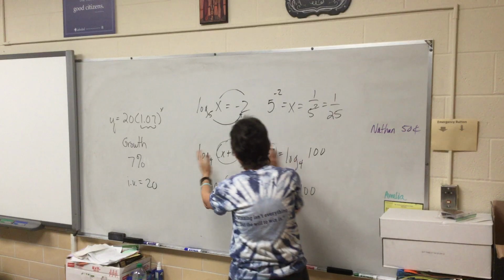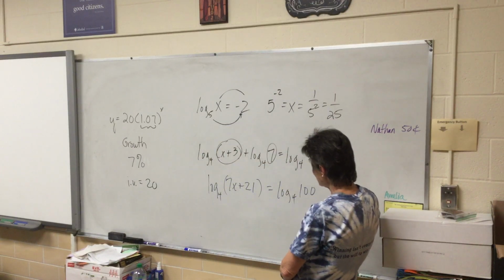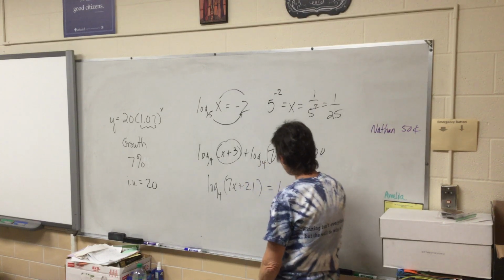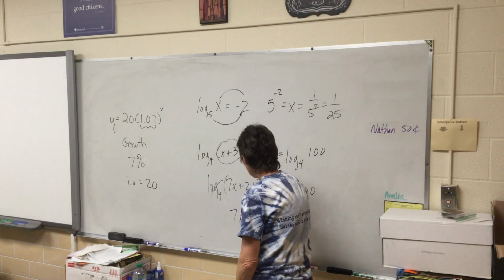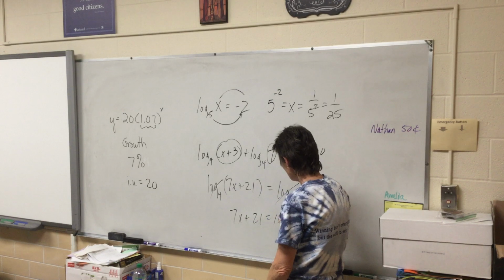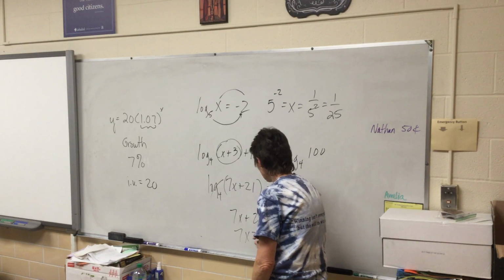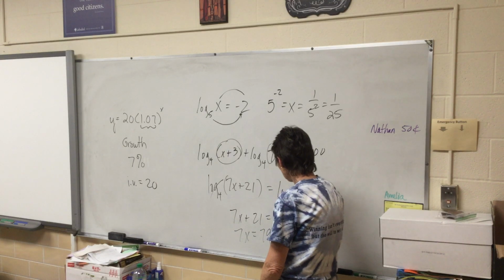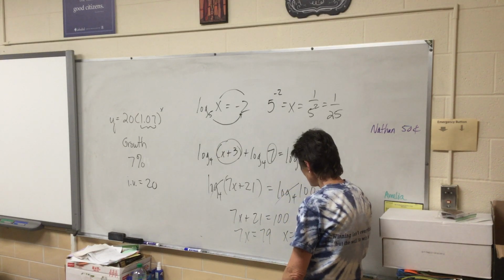Once you get those two put together into one logarithm, now it's one logarithm over here, you can drop these out and say 7x plus 21 equals 100, and then just solve it. So 7x equals 79, and x equals 79 over 7.